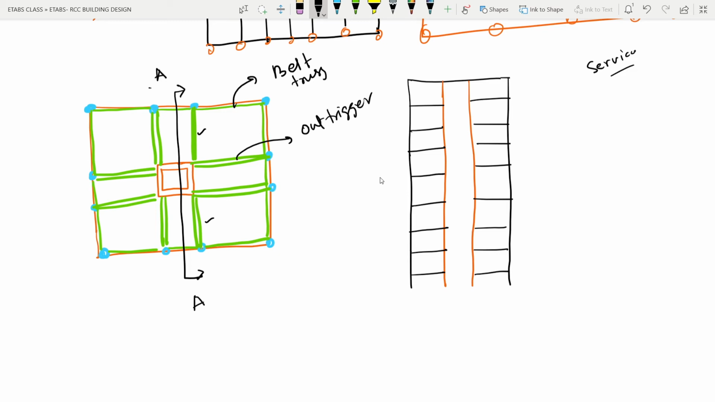We can provide the outriggers there because the movement of people in the service floor will be very less, right? So suppose here we can provide this kind of truss. This is what an outrigger is. The depth of the truss or beam will be a total floor height. Suppose I am giving one here at the top.